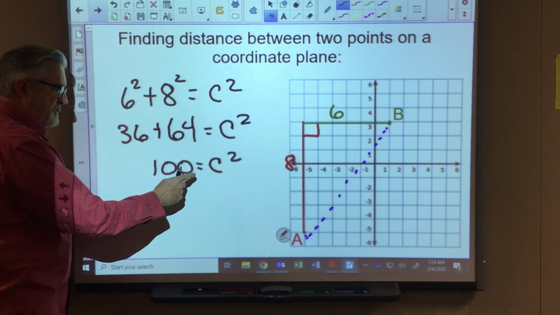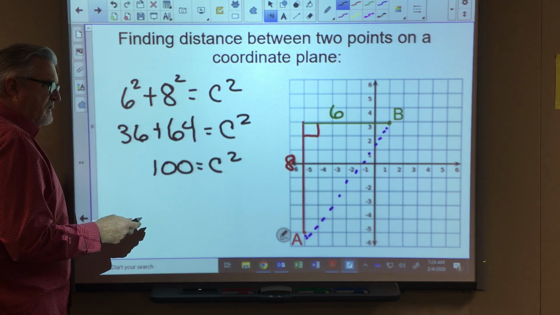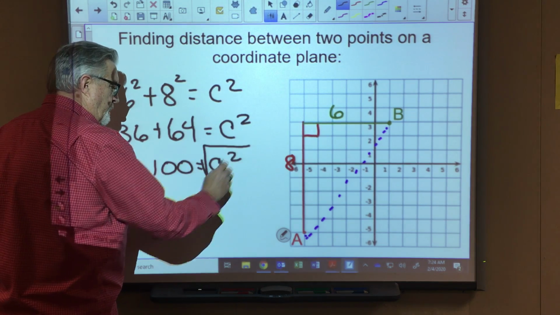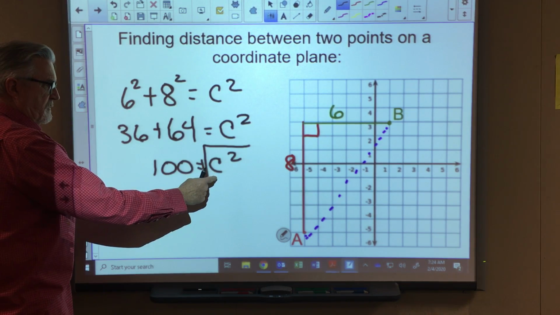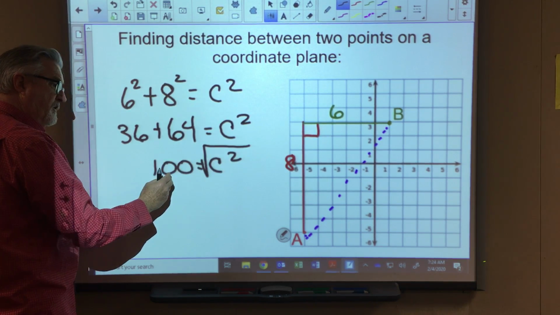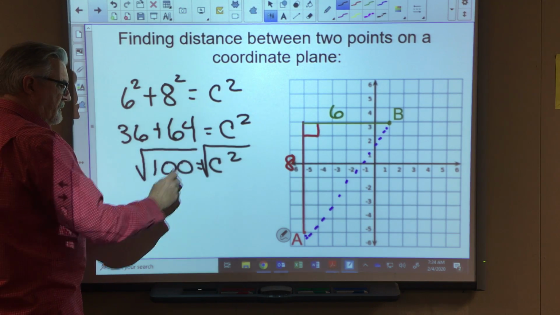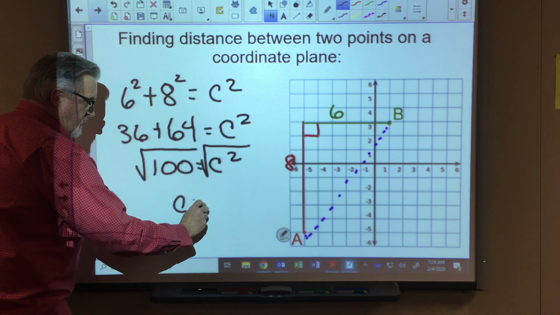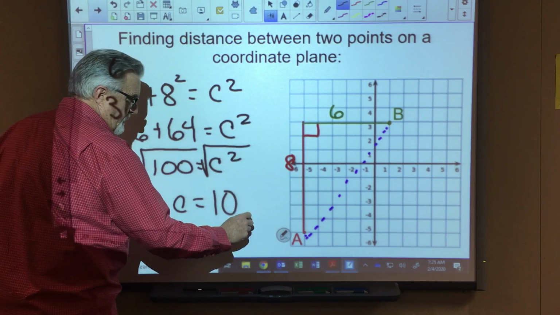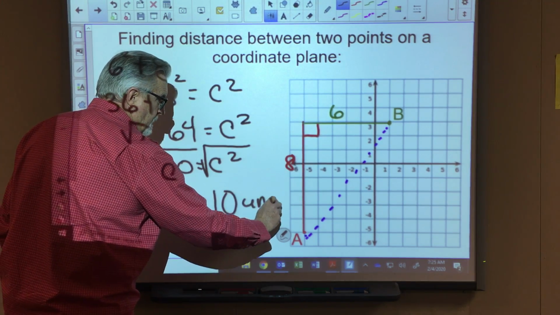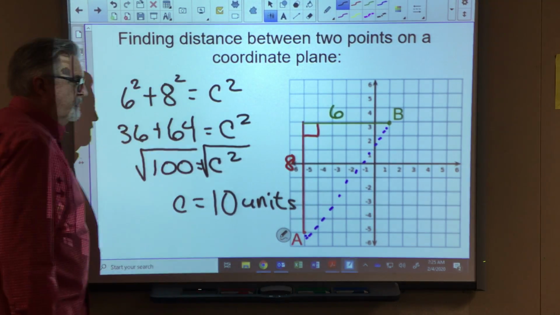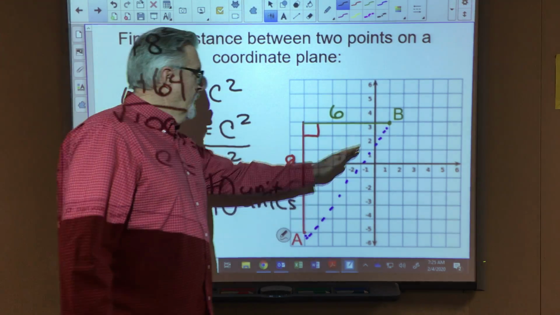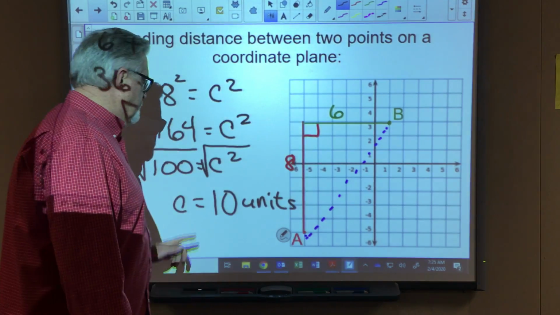We're not interested in c squared, we want to get c by itself. So we need to find the square root of c squared. Since we find the square root on this side, we need to find the square root on the other side. So we end up with c is equal to 10. Since we don't have a tag, we'll just put 10 units. So the distance between point A and point B is 10 units.